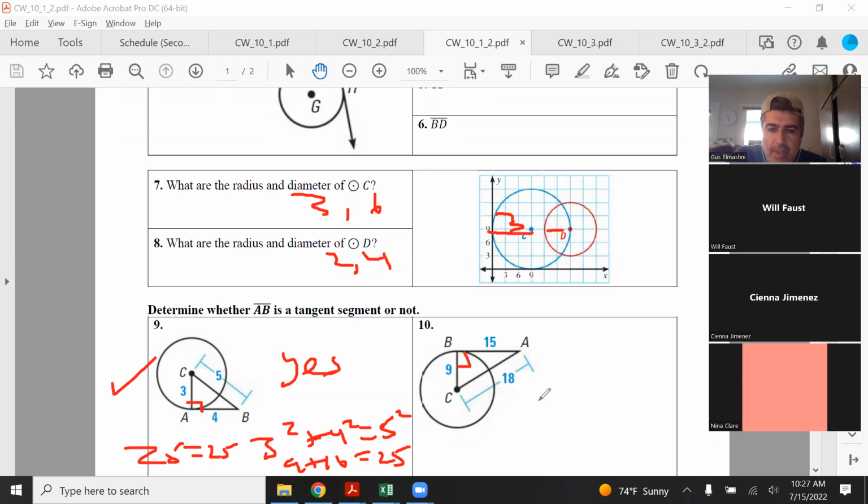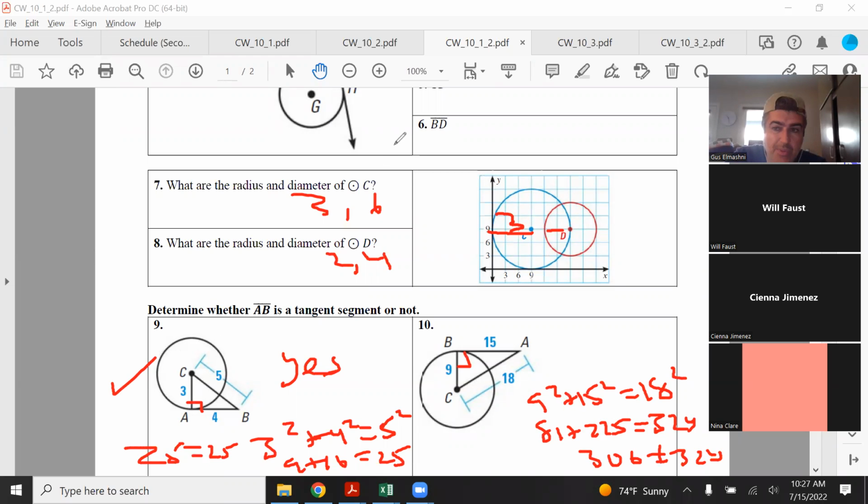Here, 9 squared plus 15 squared equals 18 squared. So check that out. You get 81 plus 225 equals 324. Actually, we're going to run into a problem. That'll be 306. And that does not equal 324. So apparently, AB does not touch the circle at one point. It actually will pass through another point. It's just hard to see it. So that's no. Because it doesn't satisfy the Pythagorean theorem.